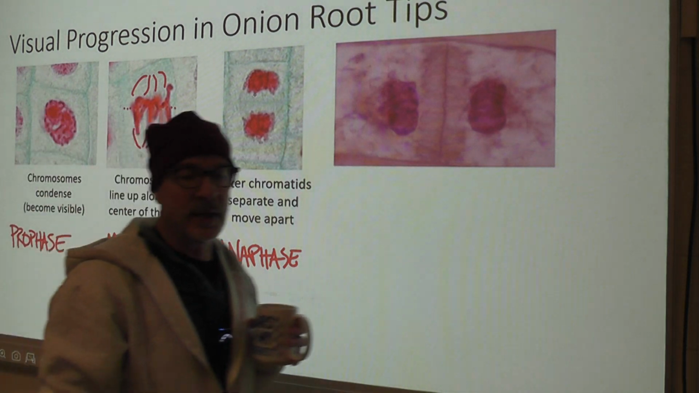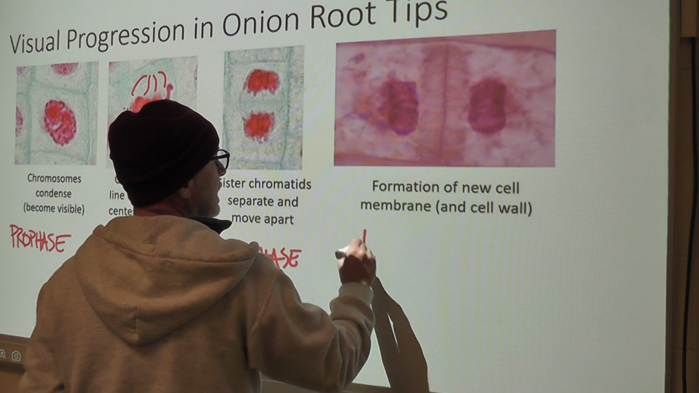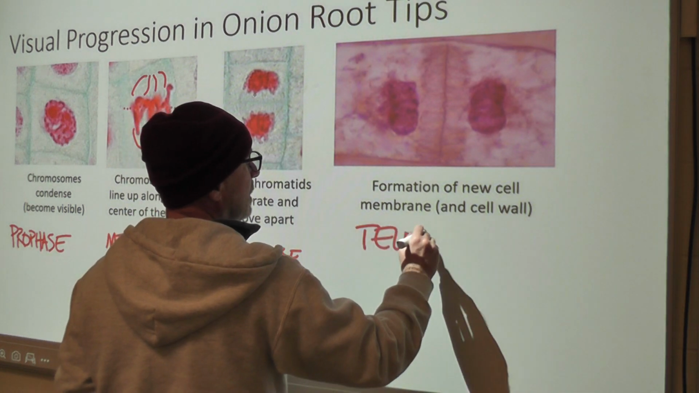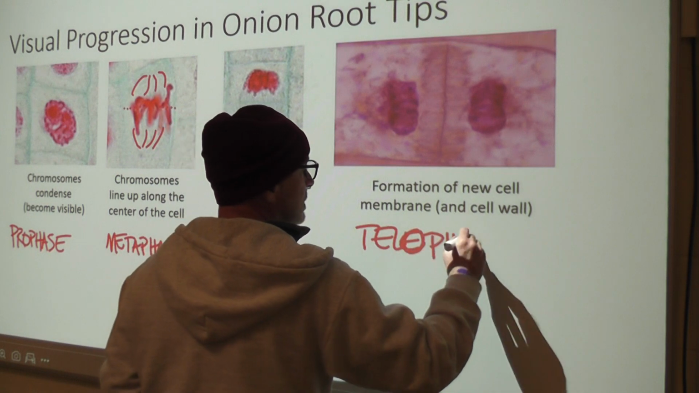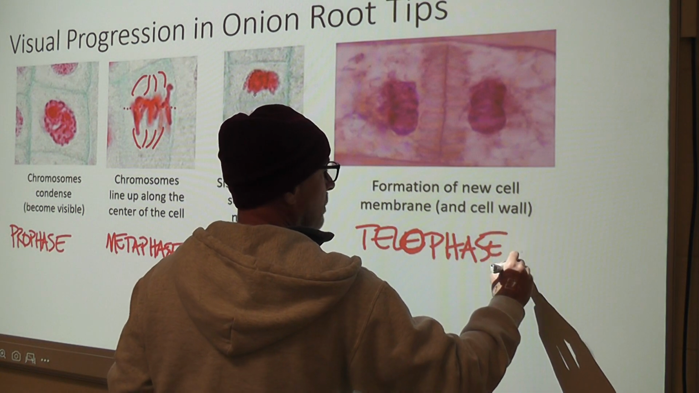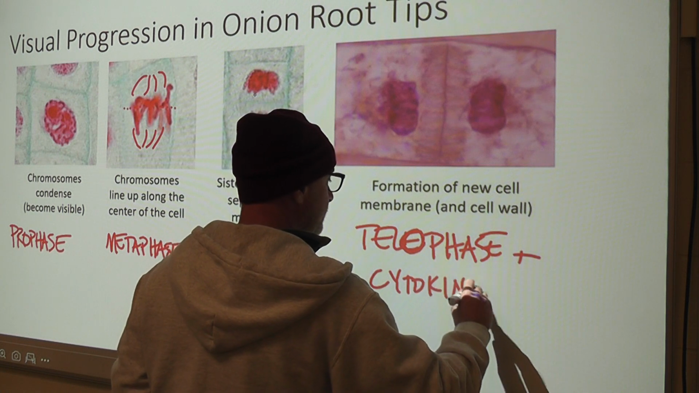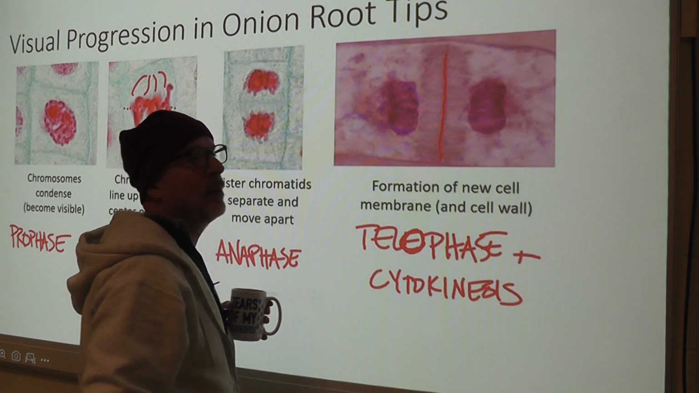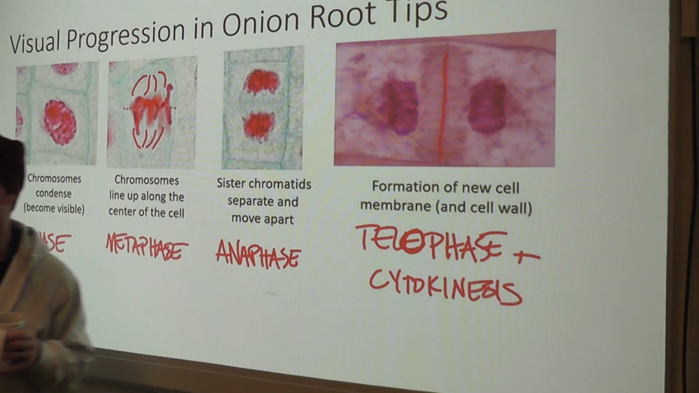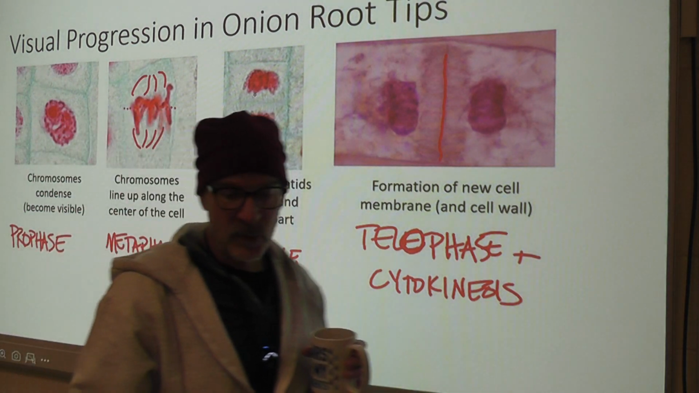And then during telophase and cytokinesis, we start to see, I did that last time too, telophase plus cytokinesis. This is where we see the new cell membrane and/or cell wall form, and we have now gone from one cell to two cells.